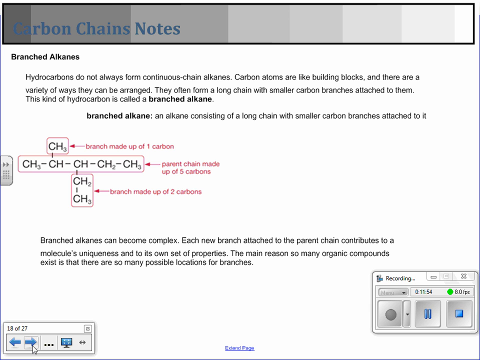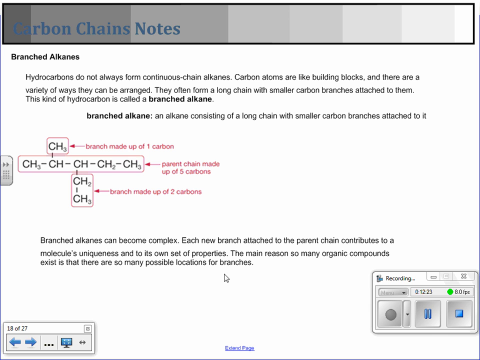So, branched alkanes. Hydrocarbons do not always form continuous chain alkanes. Carbon atoms are like building blocks, and there are a variety of ways that they can be arranged. They often form long chains with smaller carbon branches attached to them. This kind of hydrocarbon is called a branched alkane. A branched alkane is an alkane consisting of a long chain with smaller carbon branches attached to it.